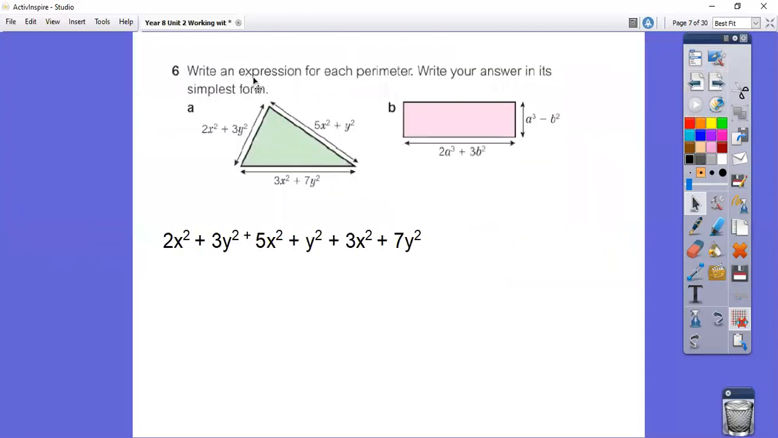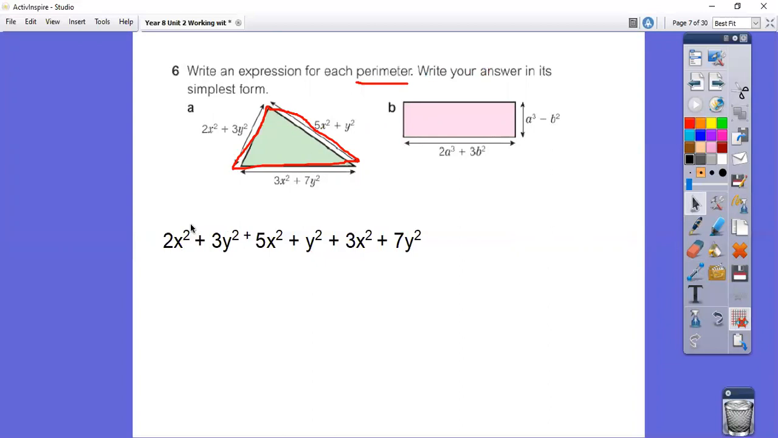Question 6, write an expression for each perimeter. Write your answer in its simplest form. So again, keyword here is perimeter. Remember, the perimeter is a distance outside the shape, not inside, but outside. So if I'm walking from here to here to here, how much have I walked? The distance, the perimeter.